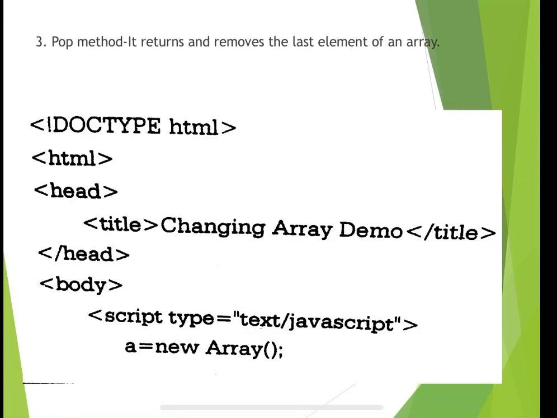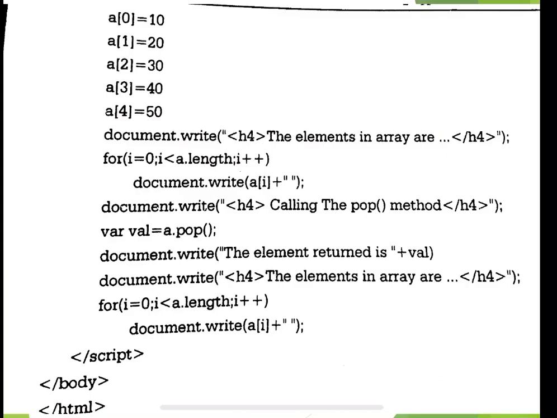Okay, next is the pop method. It is basically used to remove the last element from an array, that is, pop the last element of your array. The basic structure is the same, we will just start from the script tag. So script type is equal to text/javascript. We will create an array where a is equal to new Array. a[0] is equal to 10, a[1] is 20, a[2] is 30, a[3] is 40 and a[4] is 50. So document.write, the elements in the array are, for i is equal to 0, i less than a.length and i plus plus.